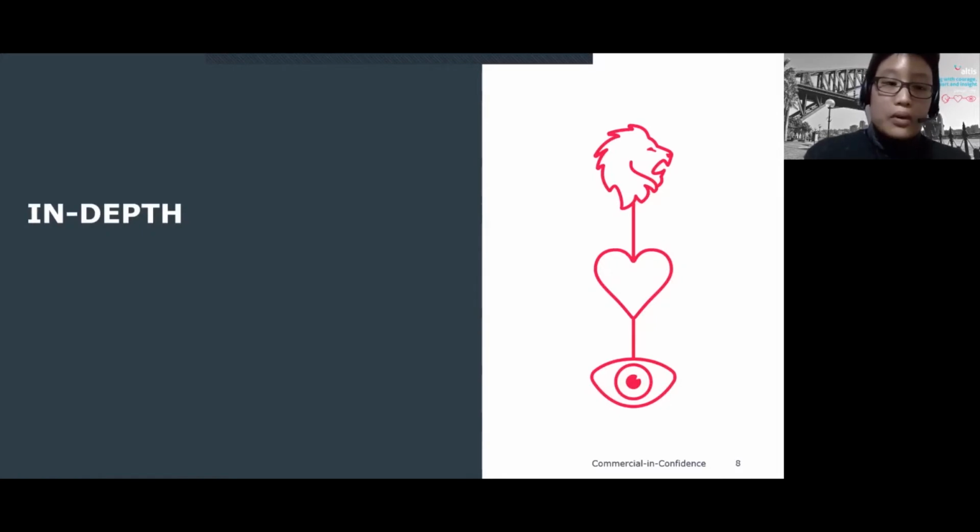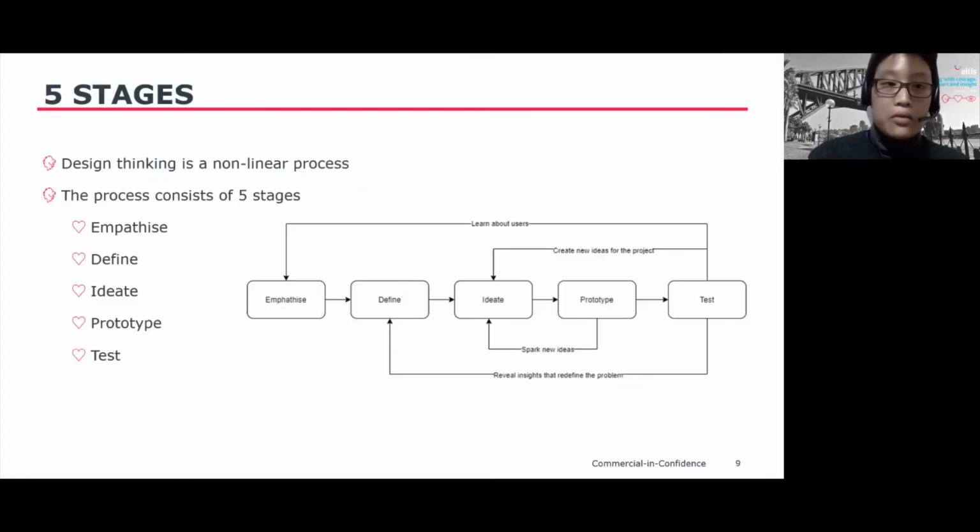Next, I would like to go into the depth of design thinking. I would like to first list all five stages in design thinking. You can see in the flow chart on the right-hand side of the slides that the process consists of five stages. There are the empathize stage, define stage, ideate stage, prototype stage, and test stage.